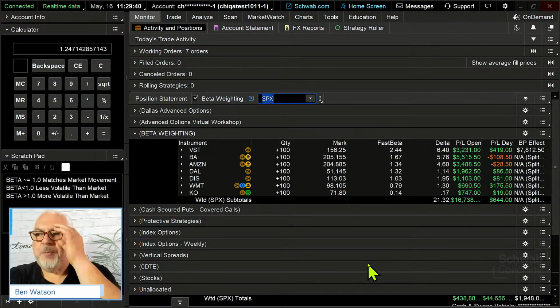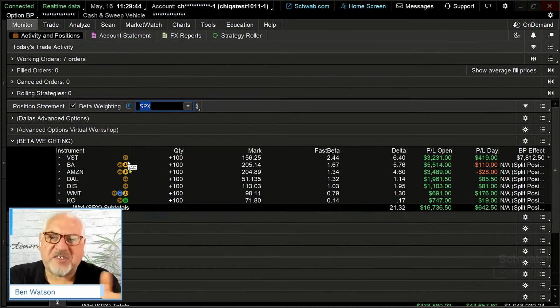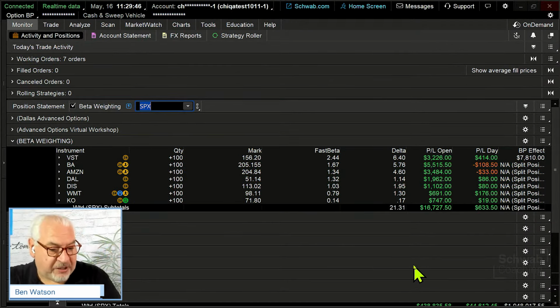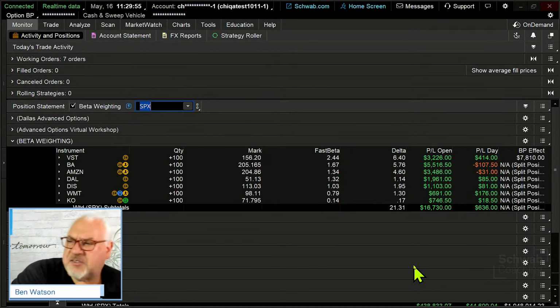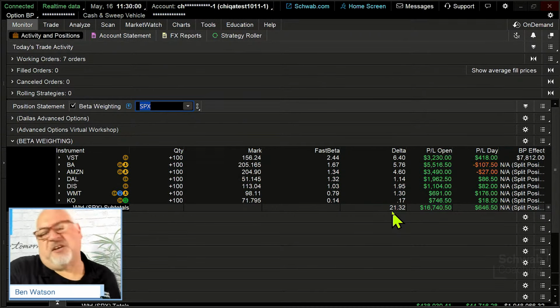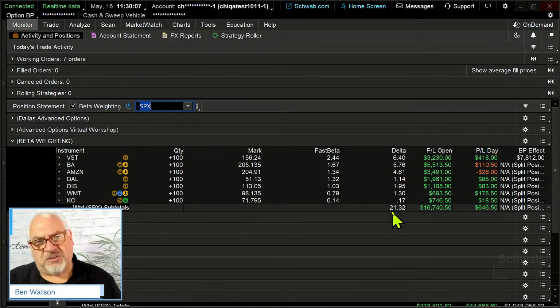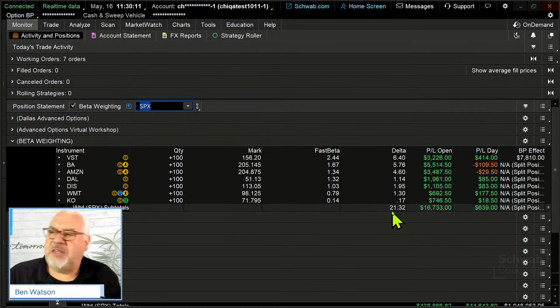So you remember what we said? We said that this portfolio is approximately, and I did that calculation, approximately 20% more volatile than the SPX. Well, look at our deltas. That's about 20% faster or 20% more volatile than the SPX. If this were zero, that would be equal to the SPX. If it were a minus, that would be slower than the SPX.